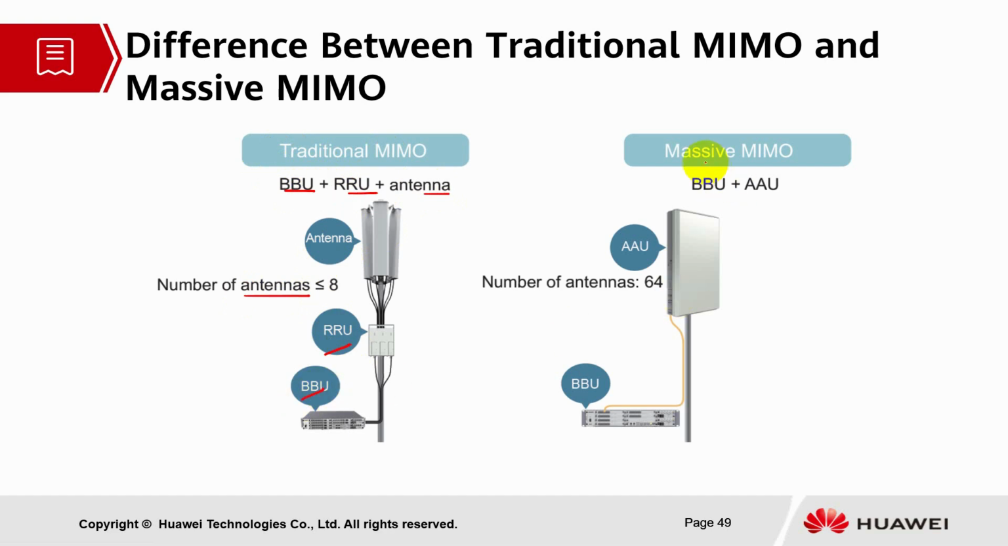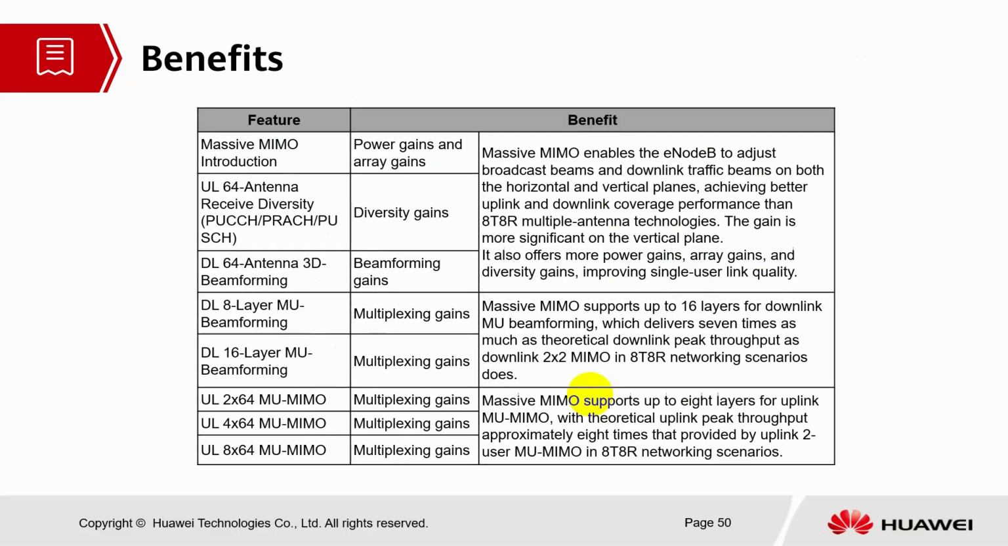However, when we have Massive MIMO, we only have BBU and AAU module. So AAU is already integrated with an antenna system. So it's AAU plus RU with a BBU system. So what are the benefits? We have some features here that we need to implement or activate, and there are some benefits.